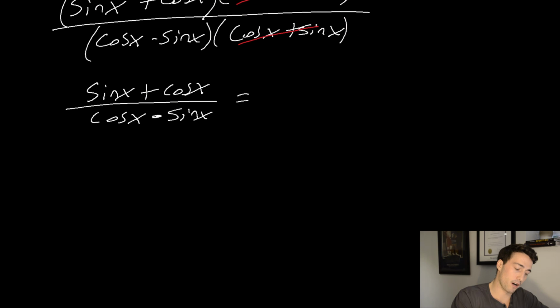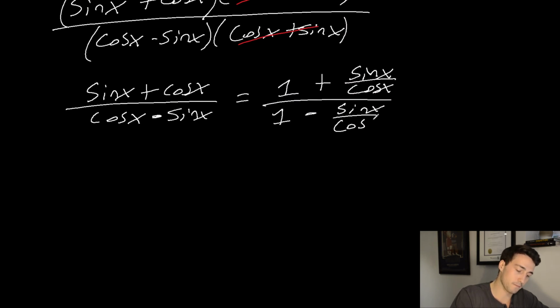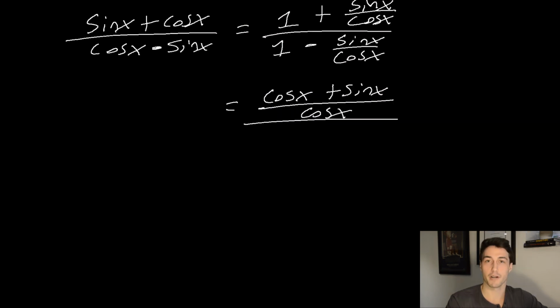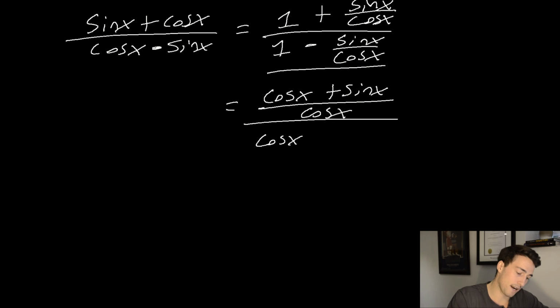It's at this point where I'm going to start working with the right side of the equation. So that's 1 plus sine of x over cos of x, and then we have 1 minus sine of x over cos of x. And here, I'm going to get a common denominator. So we have a 1 plus this fraction on the numerator, so I'm going to get a common denominator, which will be cos of x. So this will be cos of x plus sine of x over cos of x. In the denominator, I'm going to do the same thing and get this common denominator between these two. So this will be cos of x minus sine of x over cos of x.